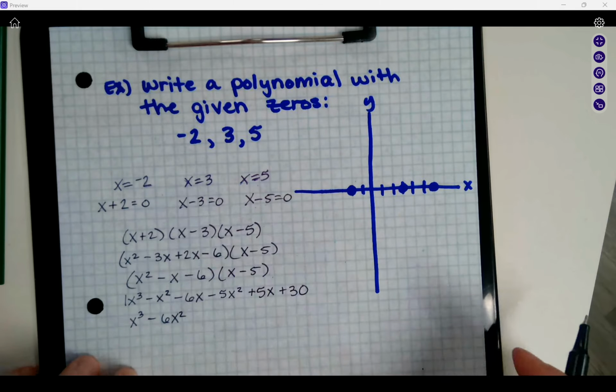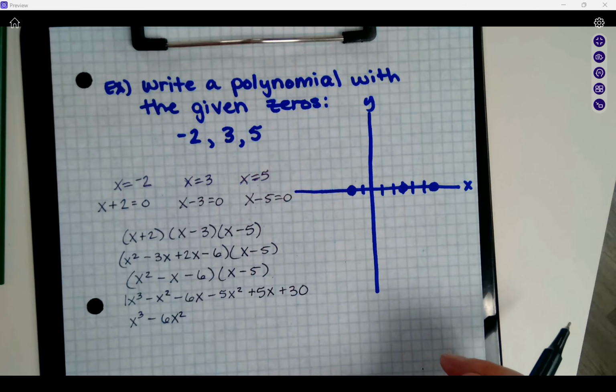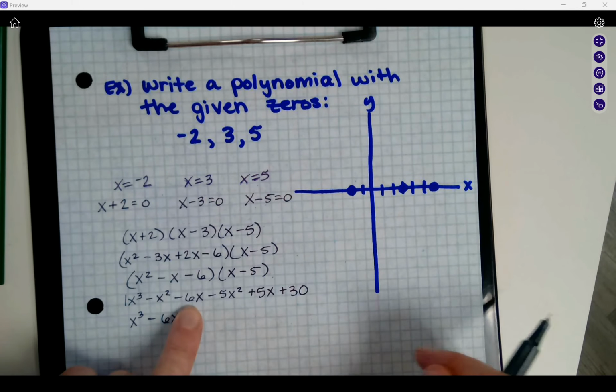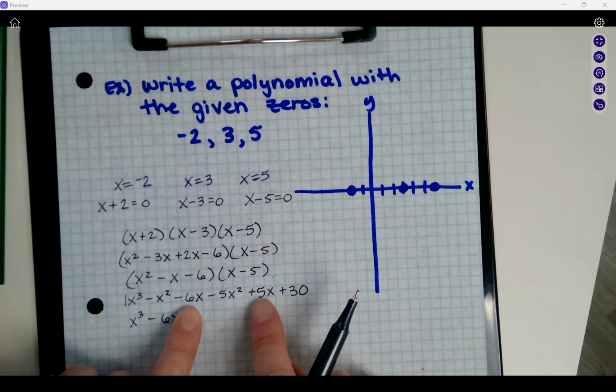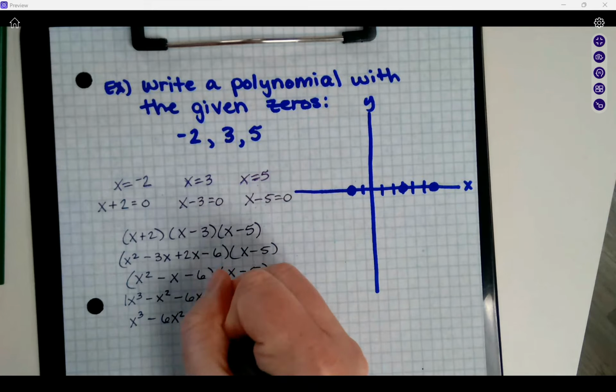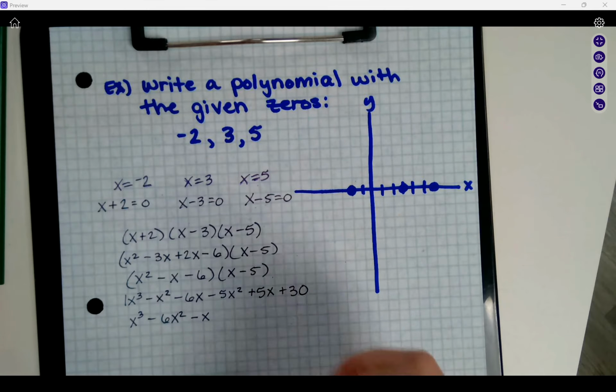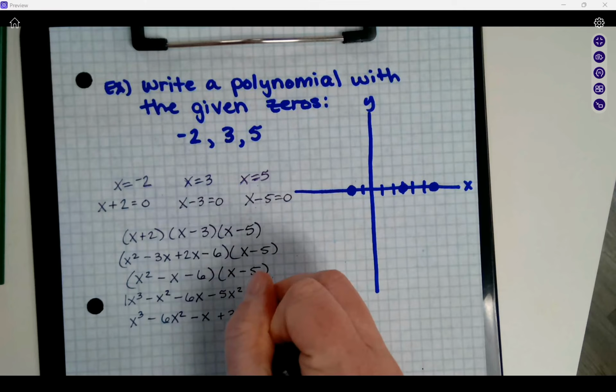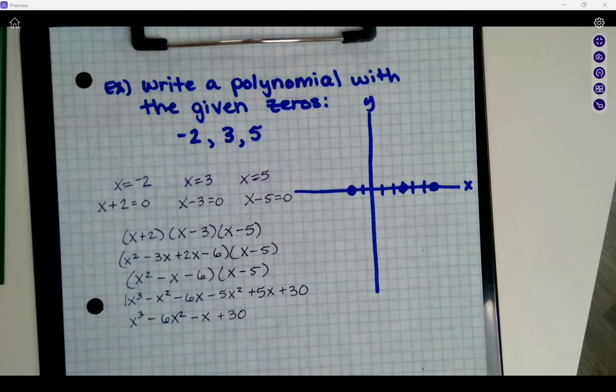Next, I have my linear terms that need to be combined. Linear terms are when our variable is raised to the power of 1. So -6x and +5x. When I combine these two linear terms, I have -1x. And last but not least, our constant. There is our constant. So this is just one of the infinite polynomials that could have these zeros.